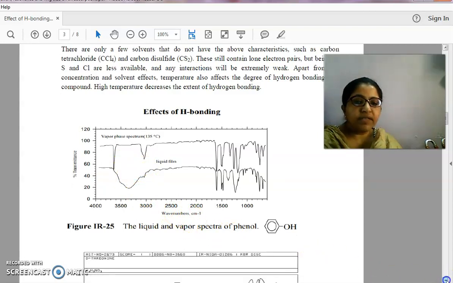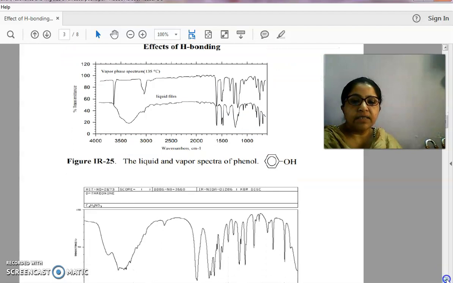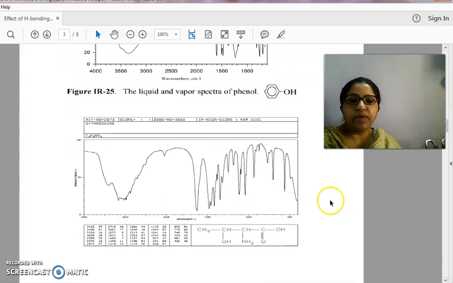A few more examples are discussed here. For example, this is what you see when you get an IR spectrum from a machine. It is written here, KBr disk. KBr disk means it is in the solid phase. Even in the solid phase, you can see a particular molecule showing a broad peak.